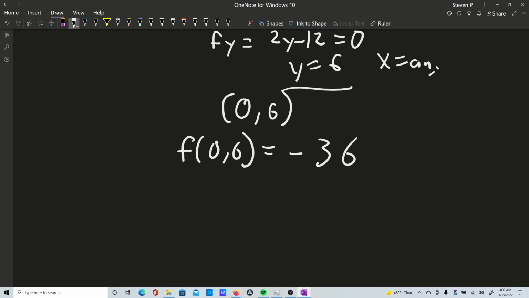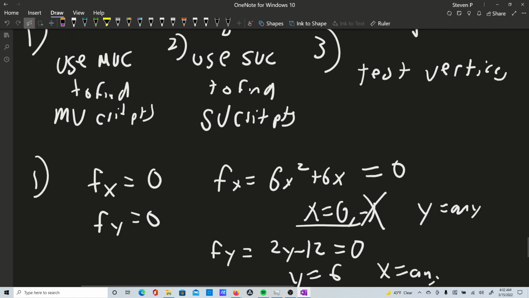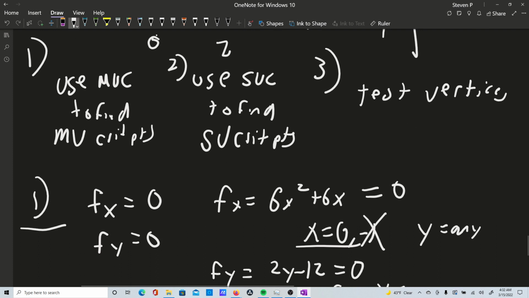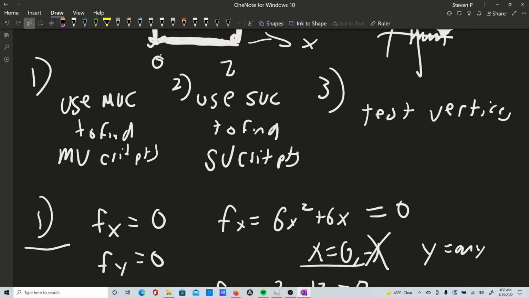And as it turns out, that happens to be our minimum, but we don't know that yet because we've got to check everything. So now this is where the problem just turns into a giant pain in the butt, right? At this point, we've done step 1. We've used multivariable calculus to find the multivariable critical point, so to speak.